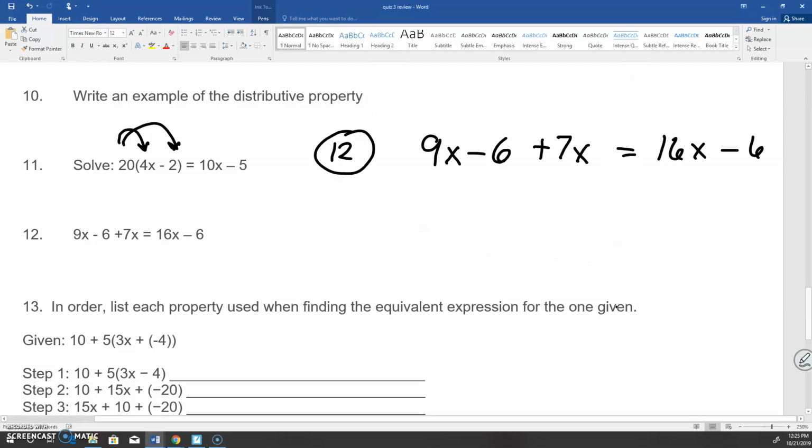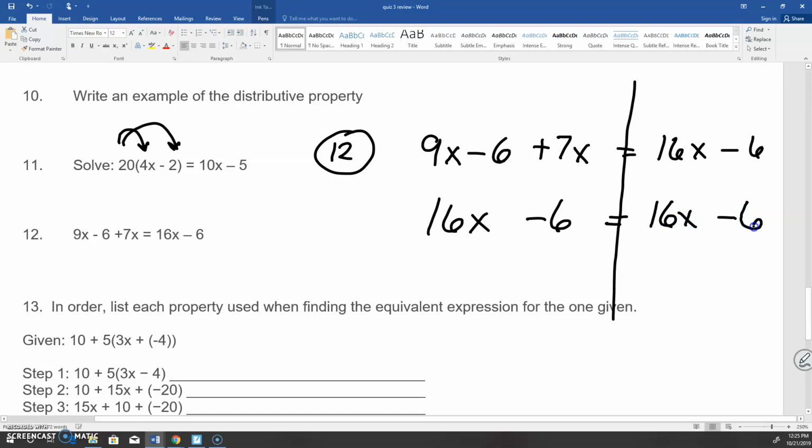I look at my equation as two separate equations. One on the left, one on the right. Do I have any like terms on the left? 7 and 9. And are they both positive? Yes. Same sign, add, different sign, subtract. Okay, so they're both positive, so I'm going to add 9x plus 7x is 13. Try again. 16.